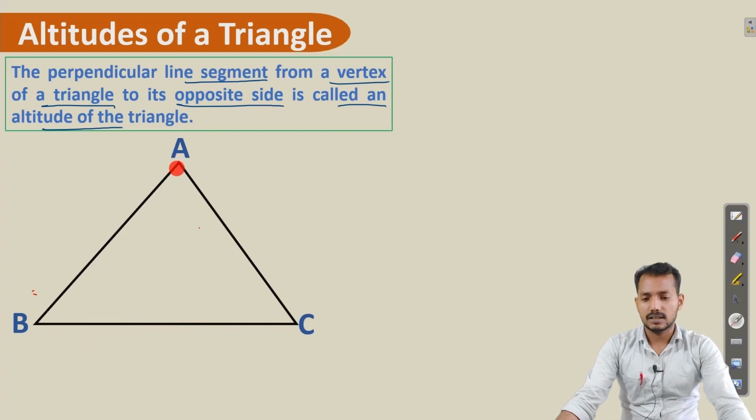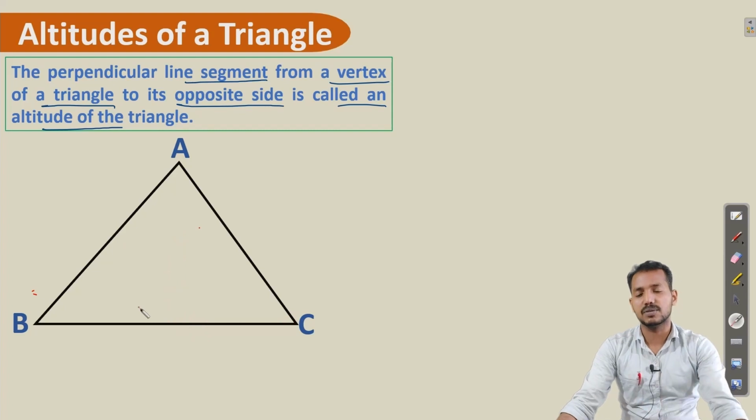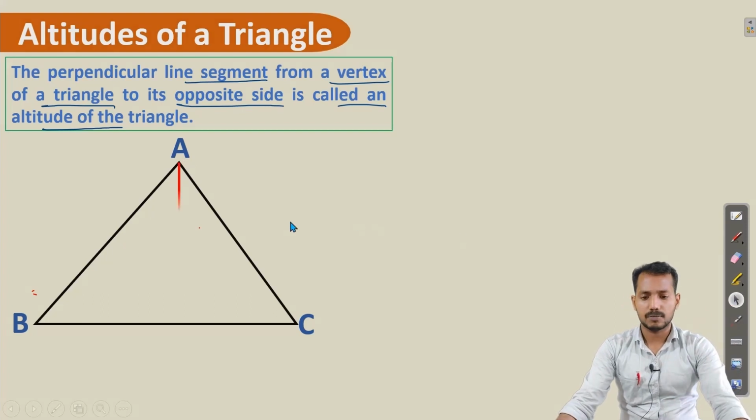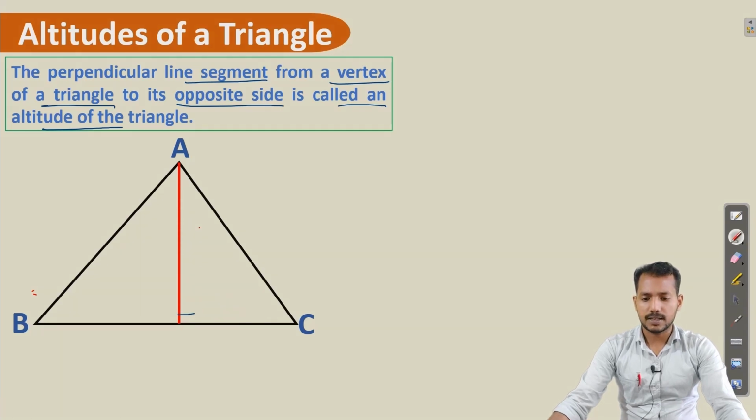A median is the line drawn from the vertex to the midpoint of the opposite side. Here that line should be perpendicular to the opposite side. That is the difference between median and altitude. Altitude simply means the height of the triangle. So let's draw the line. See here, the red line is the altitude. That means it makes 90 degrees with the base. And this point we can call D. So here AD is an altitude of the triangle.